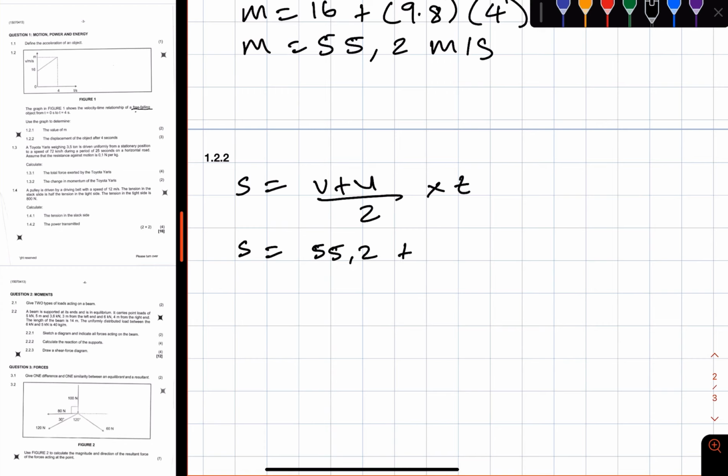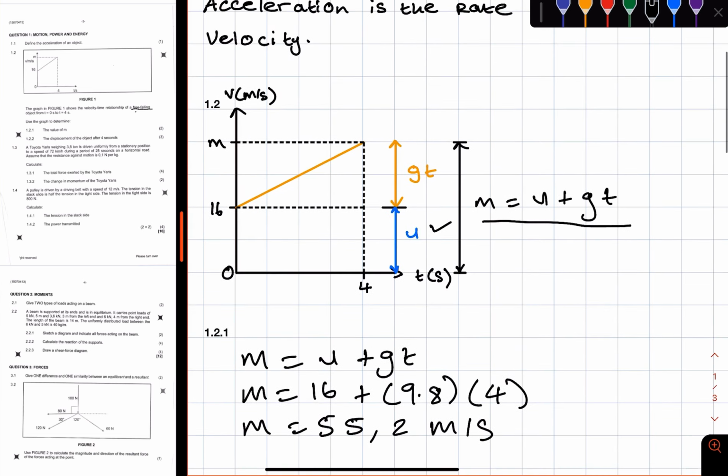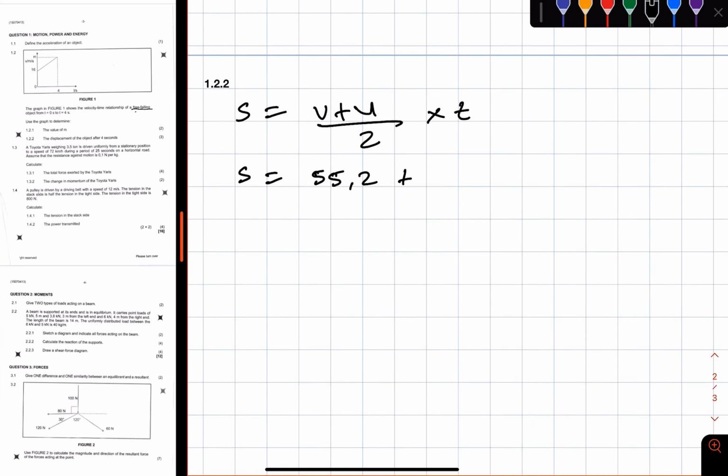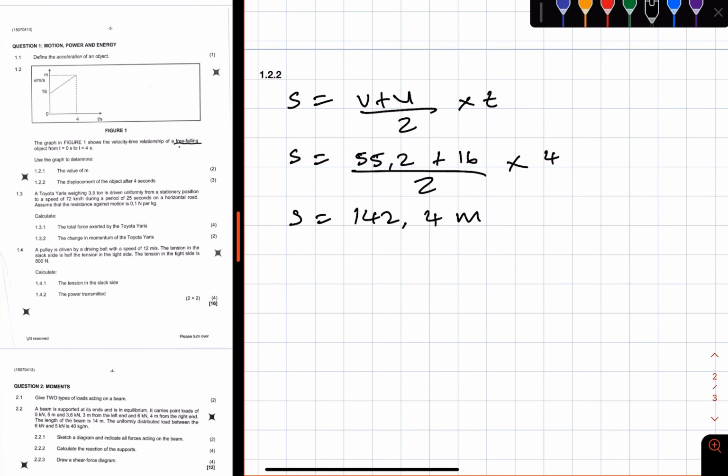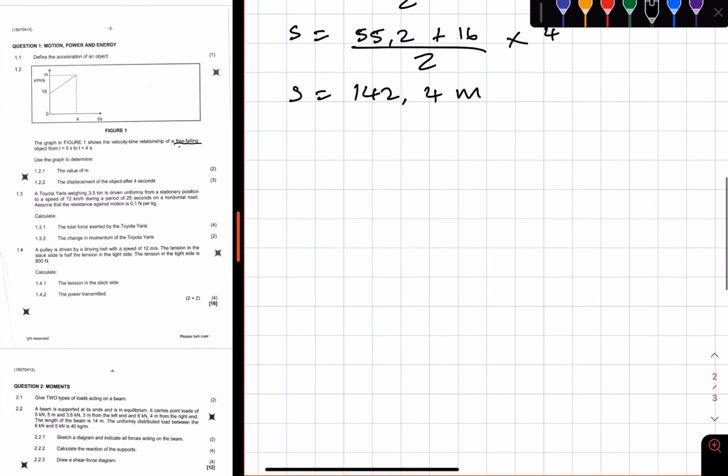So this would be (55.2 plus the initial velocity, 16 meters per second) over 2, times t, which is 4 seconds. Now if you punch this in your calculator, you are going to get 142.4 meters, right? This is 3 marks, easy 3 marks. The easiest 3 marks you're probably going to get in any test or exam. Hope that was clear. Now we move on to 1.3.